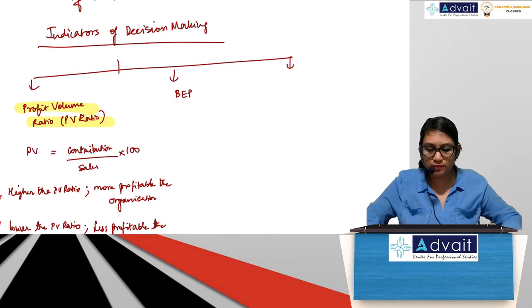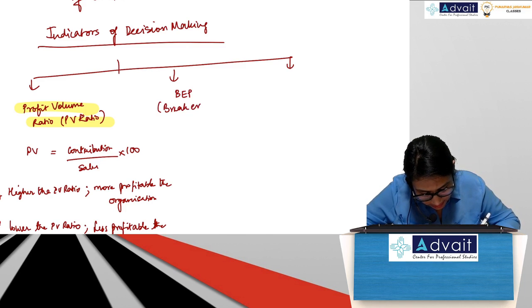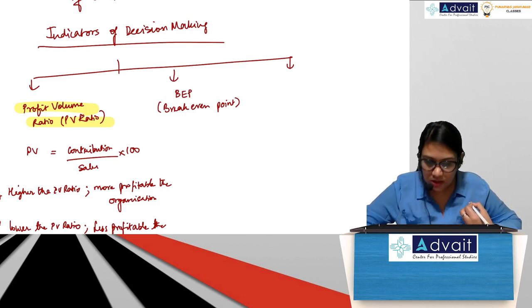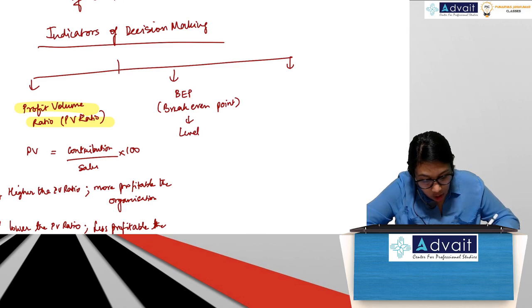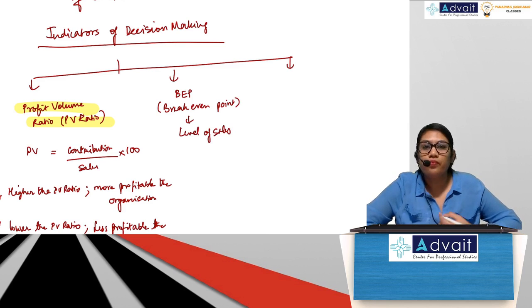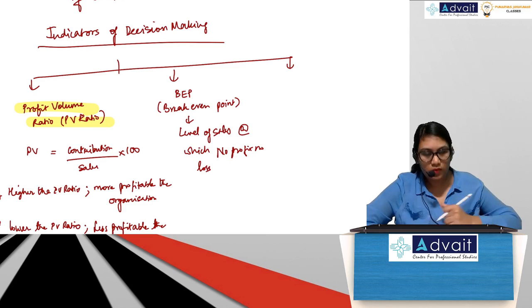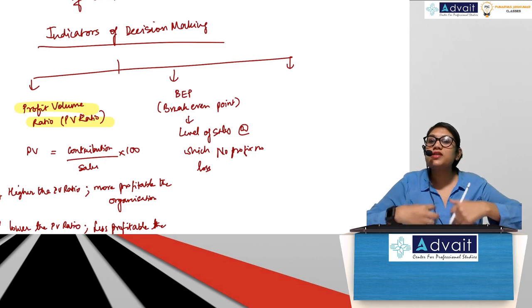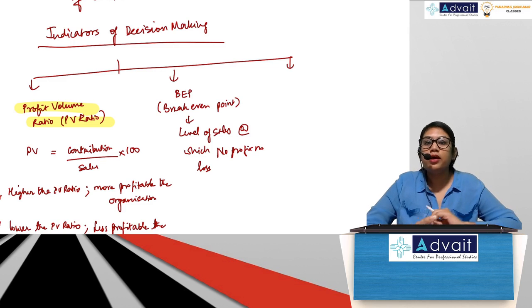BEP. What is BEP? Yes, break even point. Guys, break even point is nothing but that level of sales at which there is no profit, no loss. That means how many units must I sell so that I'm neither making a profit nor making a loss.